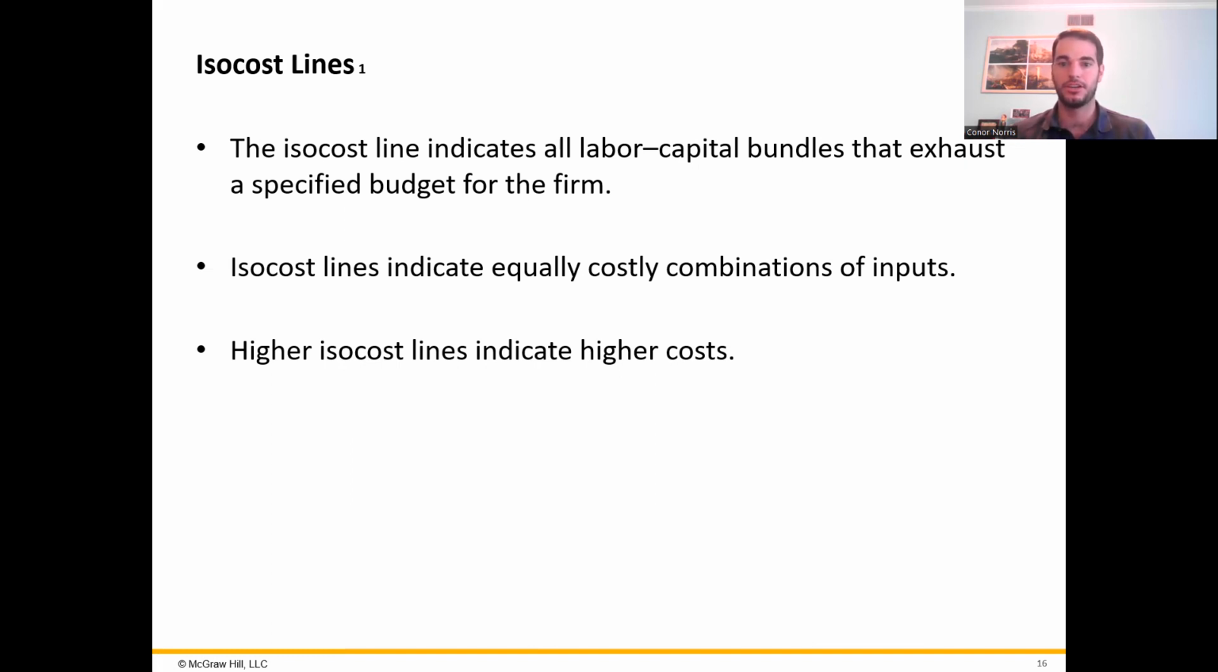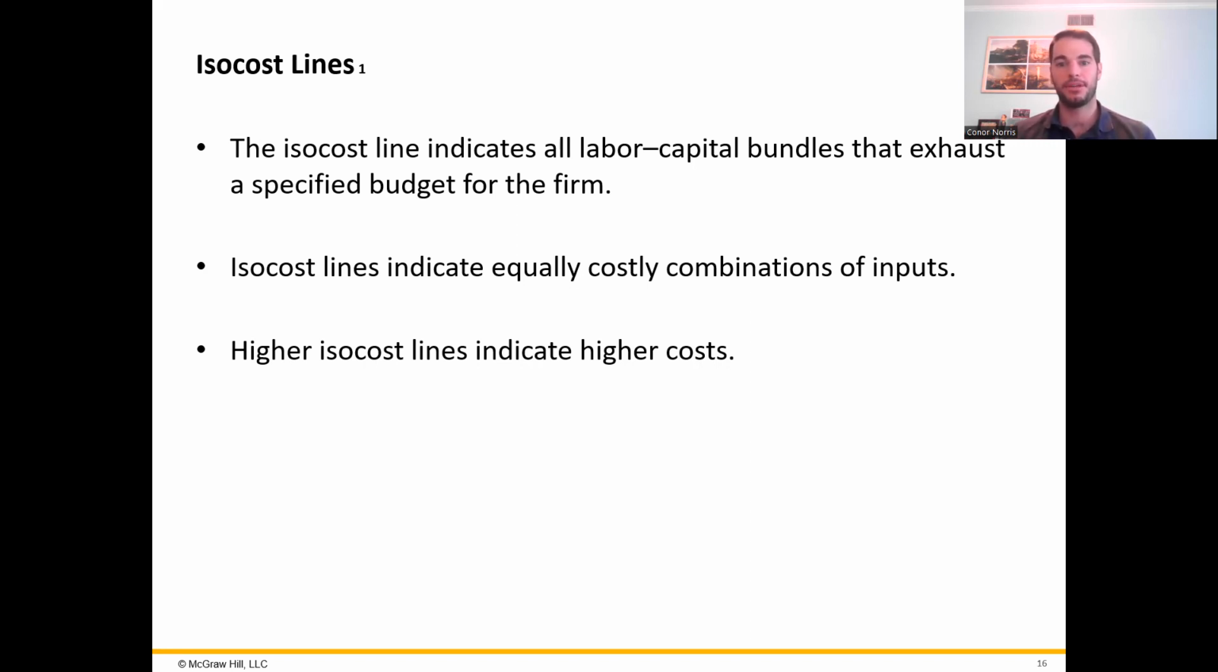An isocost line shows all the combinations of labor and capital that a firm can afford given a certain budget. So if they have $10,000 to spend in a month, how much capital and labor can they afford? And all the different combinations of them. So a restaurant could hire 5 workers and buy 1 oven to cook their food, or hire 3 workers and 2 ovens to make their food, and result in the same amount per day.